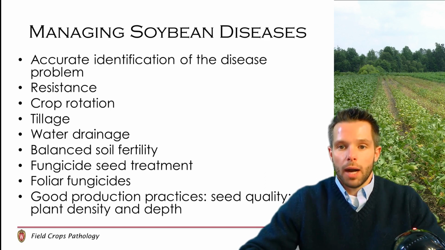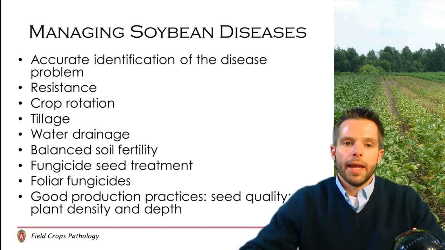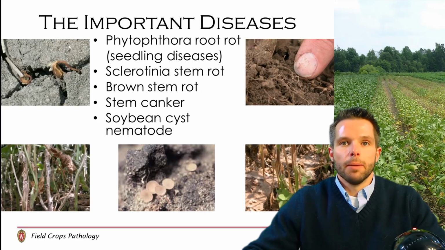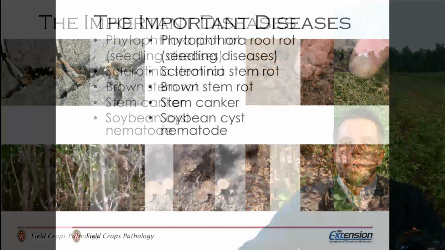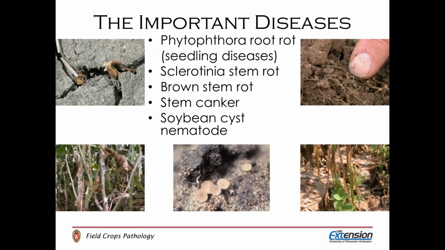And then, of course, good production practices that preserve good seed quality. And also plant density and seeding depth are going to be important here to give you a good head start on soybean disease management. Now here's a list of some of the important diseases that we do see on soybean in the state. So we have Phytophthora root rot probably being one of our primary seed and seedling diseases in the state. Sclerotinia stem rot, also very important. Brown stem rot, stem canker, and then also soybean cyst nematode.